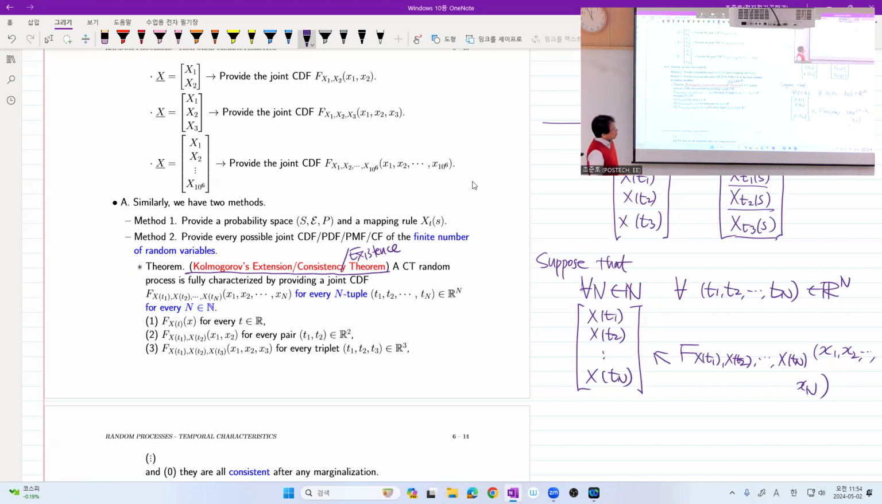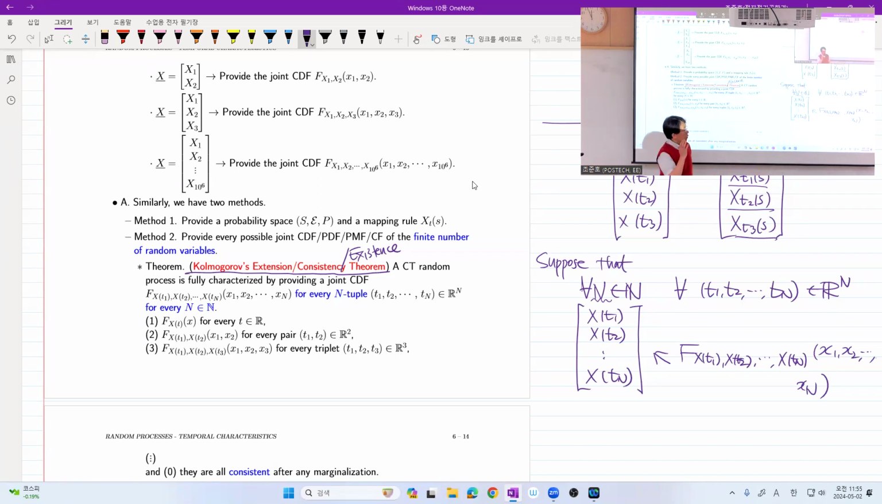Here, one of the reasons why this theorem is called the consistency theorem is that suppose you choose different capital N, but keeping the same time instances and add one more, for example, then that random vector may have a CDF. And that CDF, if it is marginalized by removing the last one by putting it to plus infinity, must be the same as that one. Otherwise, it doesn't make sense.